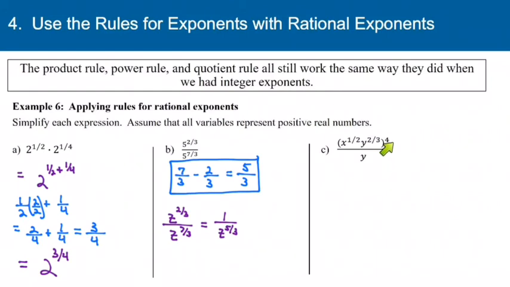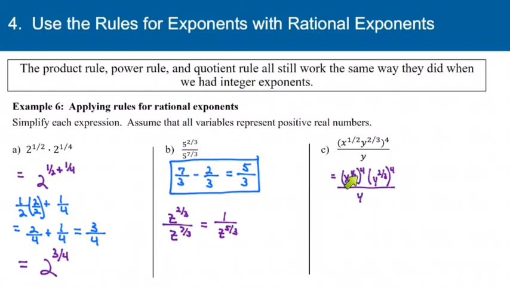Now in part C, we have x to the 1/2 times y to the 2/3, all raised to the 4th power, and that's all over y. So now what does this 4 mean? This means that we will apply the power rule. We will raise every factor in this product to the 4th power. And so we'll have x to the 1/2 raised to the 4th times y to the 2/3 raised to the 4th. And notice that that does not apply to the denominator, so the denominator is still just y.